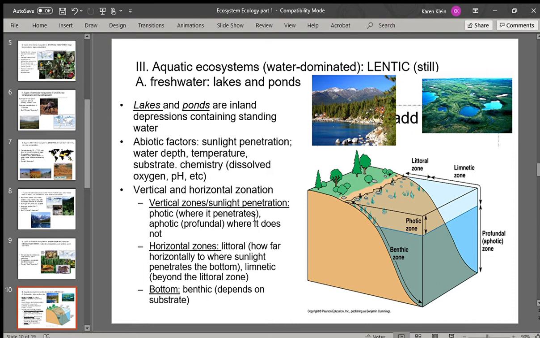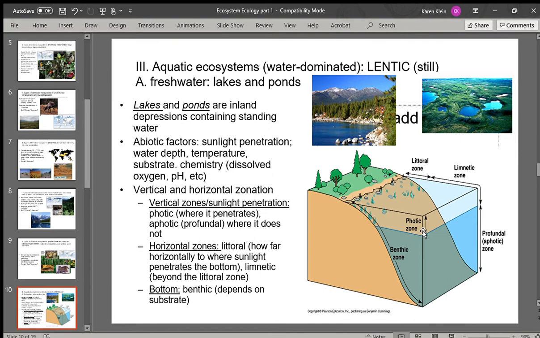And so where you can have sunlight, where you can have photosynthesis, you have a base of a food chain, which then allows for other levels of food chain critters to exist. As far as other abiotic factors, you have water depth, temperature, substrate, dissolved oxygen, pH, any pollutants. So these are other abiotic factors of ponds and lakes. Now, how you then go about defining the plants and the animals that live there, you see here that you have these different types of horizontal and vertical zones, and they pretty much follow the penetration of sunlight.